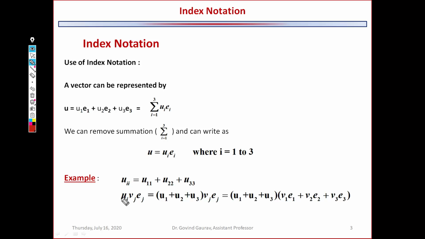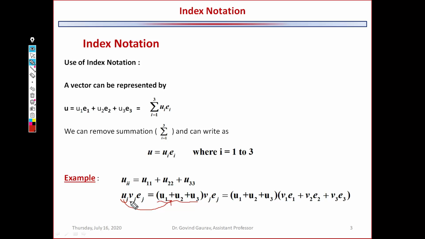The second example is u subscript i, v subscript j and e subscript j. Here we have two different indices. The first index is i, the second index is j, which is repeated twice. So we will break it one by one. First of all, we will break u_i. If we break u_i, you will get u1 plus u2 plus u3, subject to the range of i and j being from 1 to 3.